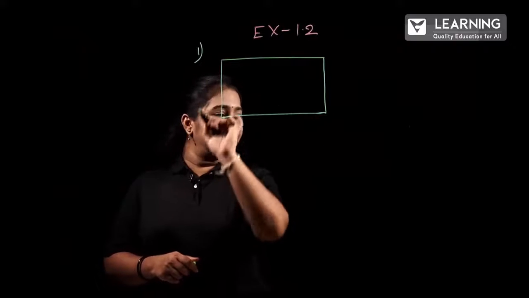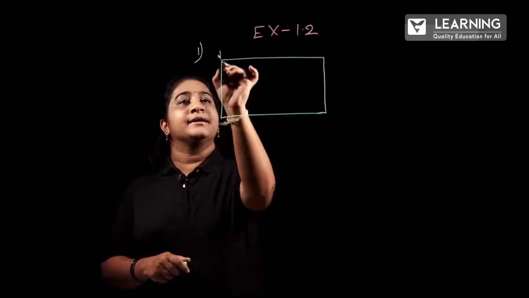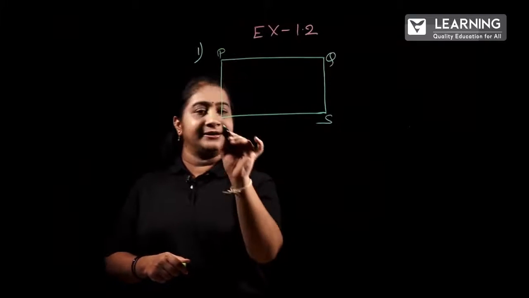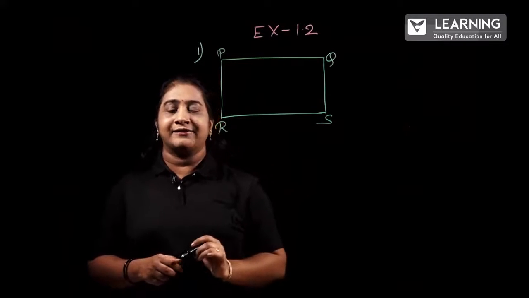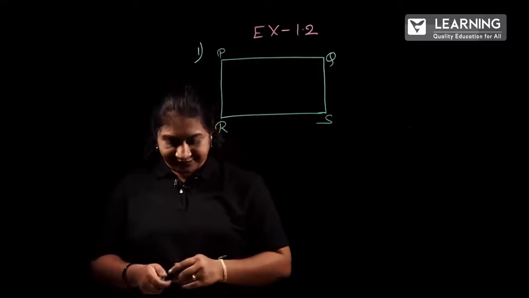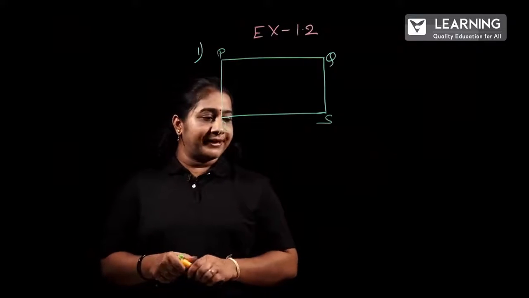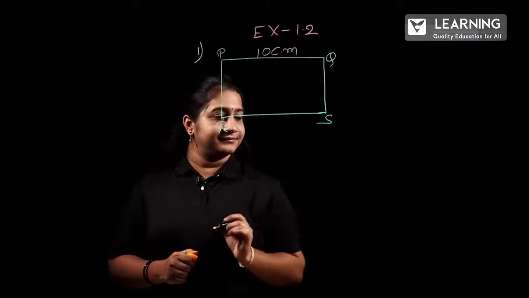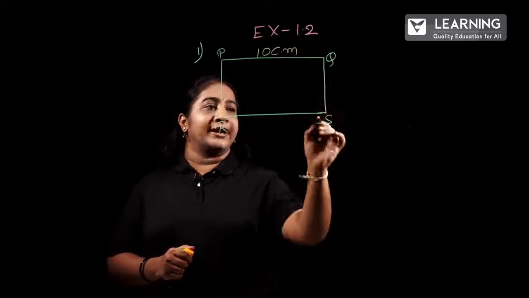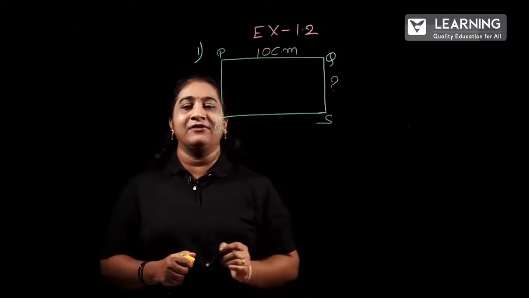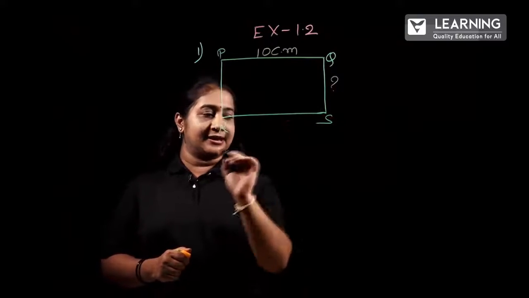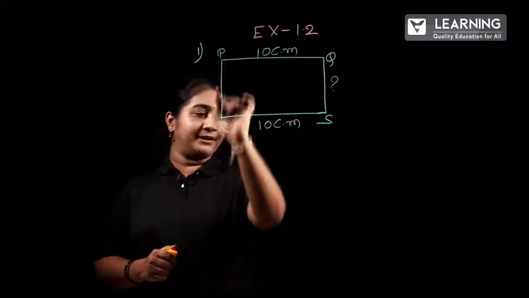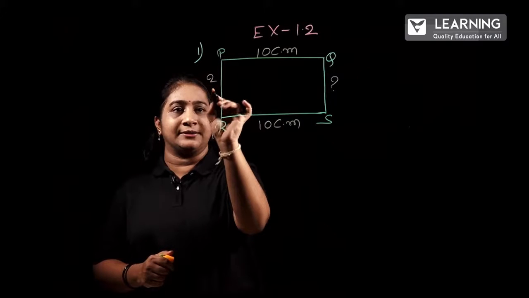Rectangle P, Q, S and R, and they have given the distances of the sides, that is PQ is equal to 10 centimeter, and QS, we have to find out the value of QS. SR is 10 centimeter and RP is 2 centimeter.